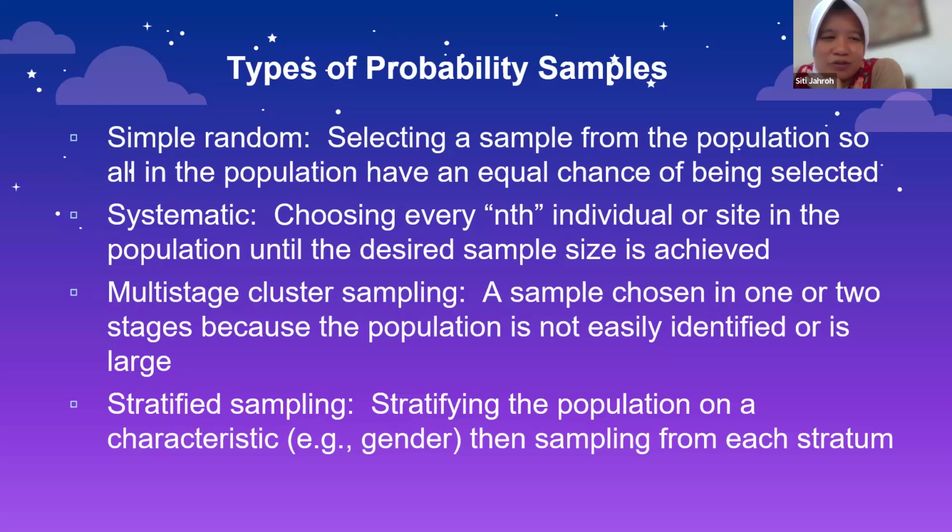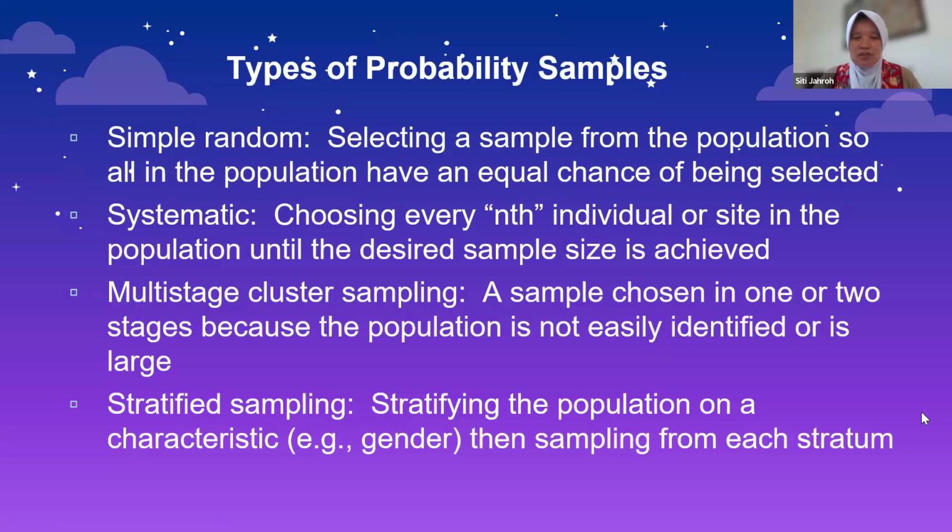And then multi-stage cluster sampling. It's a sample chosen in one or two stages, because the population is not easily identified or is large. So you make a cluster, and it's not only one, but you conduct several stages. That's why it's multi-stage.